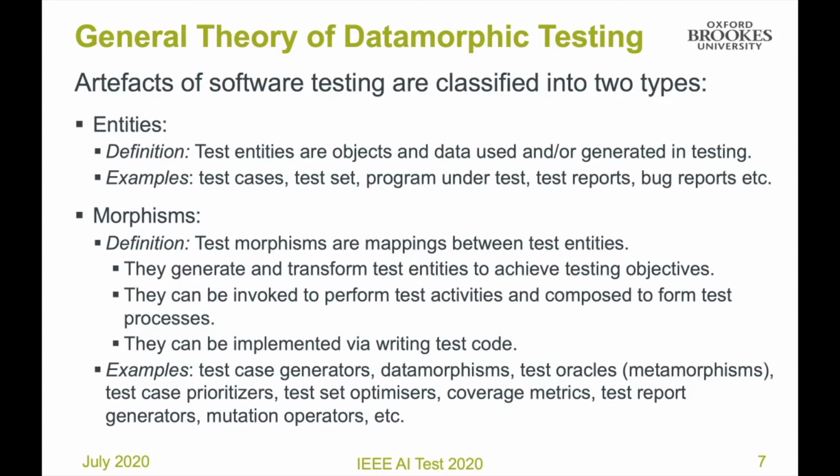They can be implemented by writing test code, and they can be invoked to perform test activities and composed to form test strategies and test processes. Typical examples of test morphisms are test case generators, datamorphisms, test oracles such as metamorphisms, test set optimizers, coverage metrics, test report generators, mutation operators, and many others.